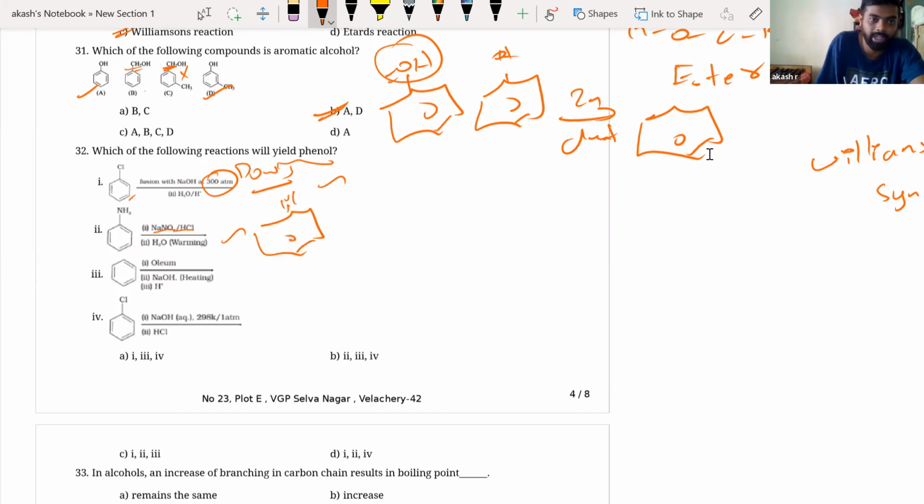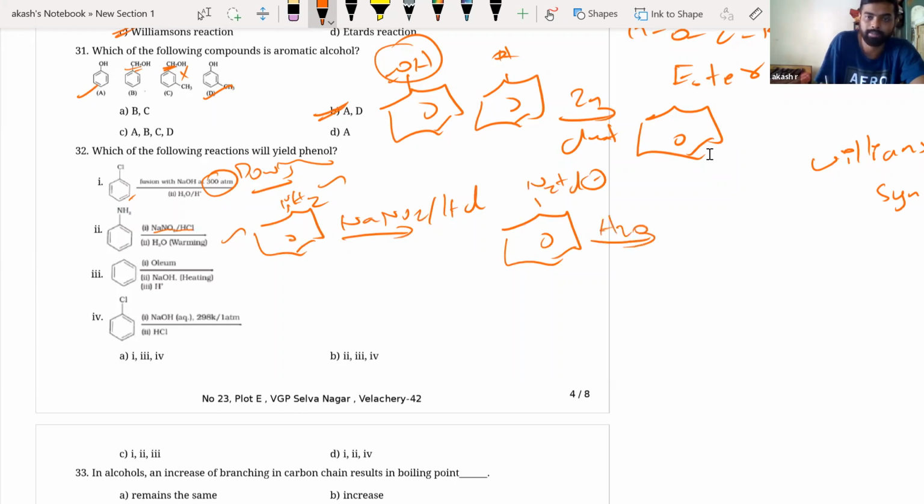So if you have NH2 and you go for NaNO2 plus HCl, this is your diazotization that is going to form your diazonium salt. You'll study this in detail in the amine chapter. Don't worry about this now. N2 plus Cl minus. Now when you go for hydrolysis of this, you are going to get phenol. So this is also right.